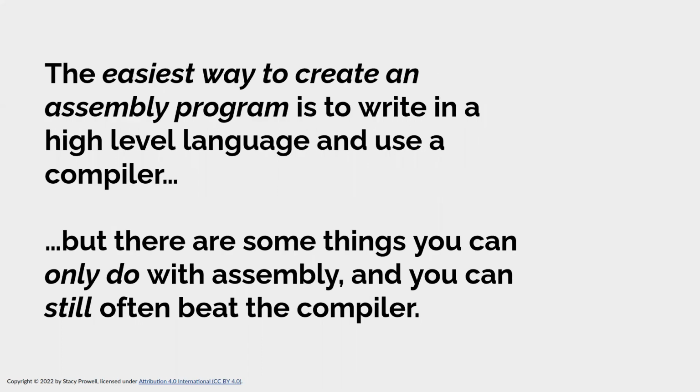The easiest way to create an assembly program is to write in a high-level language and use a compiler. It is. But as you saw, the compiler can do things that are unintuitive, right? It decided that instead of using our index, it was going to advance the pointer instead and look for when the pointer passed the end of the array. Nothing in our original C code said to do that. The compiler figured out it wanted to do that. There are some things you can only do with assembly, and weirdly, you can still have to beat the compiler. And compilers are really good these days.